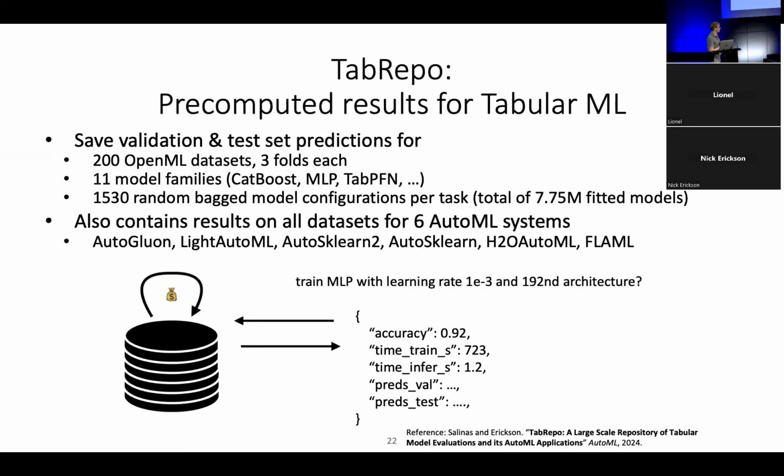And so what we can do with this is we can now use all this information that we saved and query it. Instead of having to fit a multi-layer perceptron with a certain hyperparameter setting on a given dataset, you can just ask what the result would have been, and it will just fetch it for you because we already trained that model. And not only will it tell you the accuracy, the training time, the inference time, it will also tell you the exact prediction probabilities that it gave for every single sample of the data.